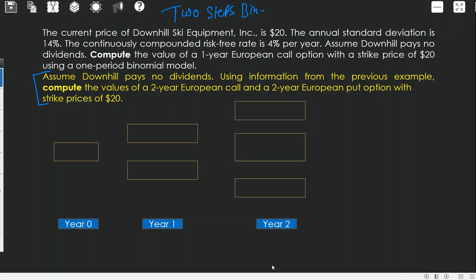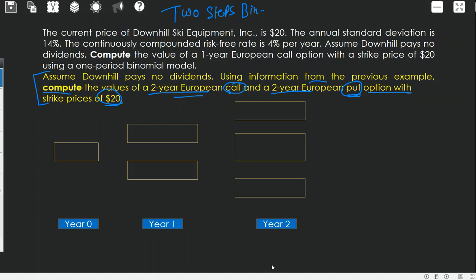So the question is: assume that Downhill pays no dividend. Using this information from the previous example, compute a 2-year European call option and a 2-year European put option which has a strike price of $20. In this question, they asked to calculate call and put option. So we will calculate the price of the call using the normal route, and then we will use the call-put parity to calculate the value of the put option.